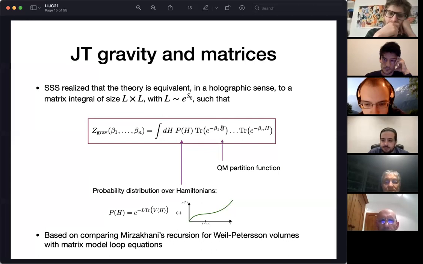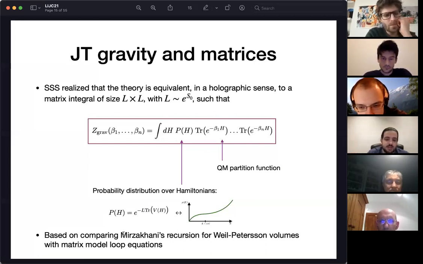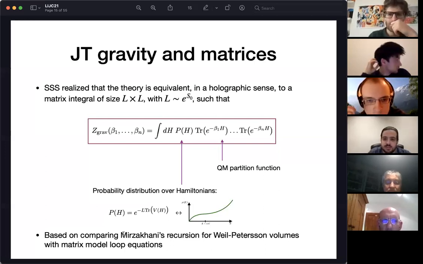Okay, before I move on, this equality here can be shown order by order in this large S naught expansion. I'm not going to write it down, but there is a recursion relation that the Weil-Petersson volumes satisfy, derived by Mirzakhani, and that allows you to derive a recursion that the partition function at fixed genus satisfies, and that's exactly the same as the loop equations of the matrix integral. So order by order you can show that they match, and that's what SSS did.